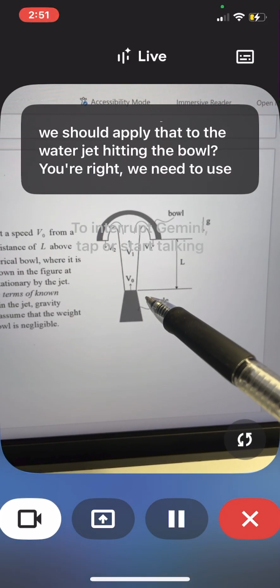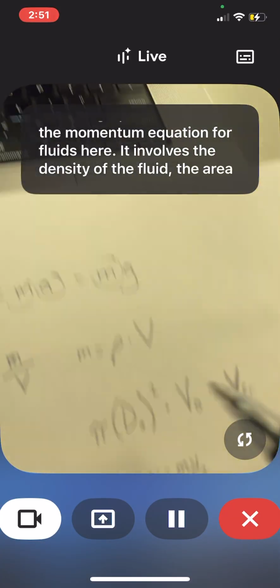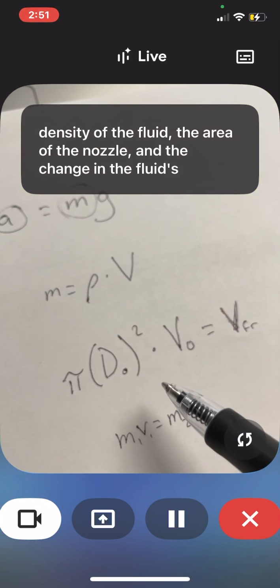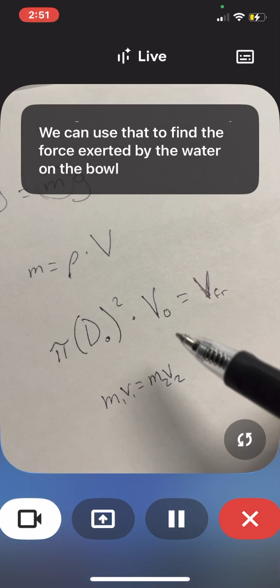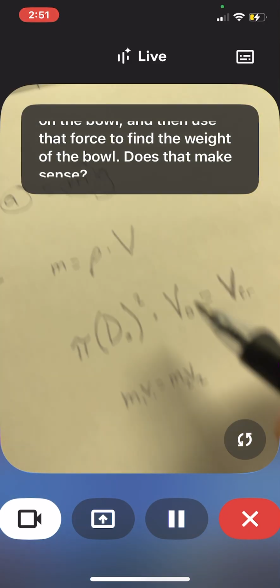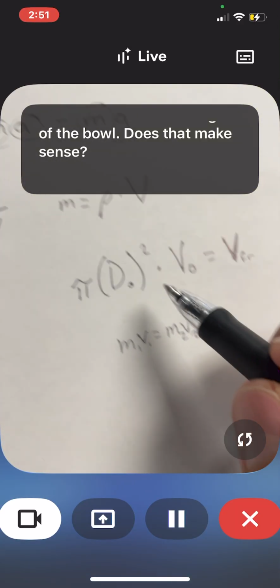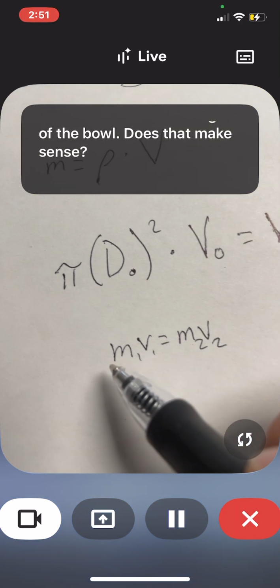You're right, we need to use the momentum equation for fluids here. It involves the density of the fluid, the area of the nozzle, and the change in the fluid's velocity. We can use that to find the force exerted by the water on the bowl, and then use that force to find the weight of the bowl. Does that make sense? Okay, so what's that fluid momentum equation, if it's not this standard one?